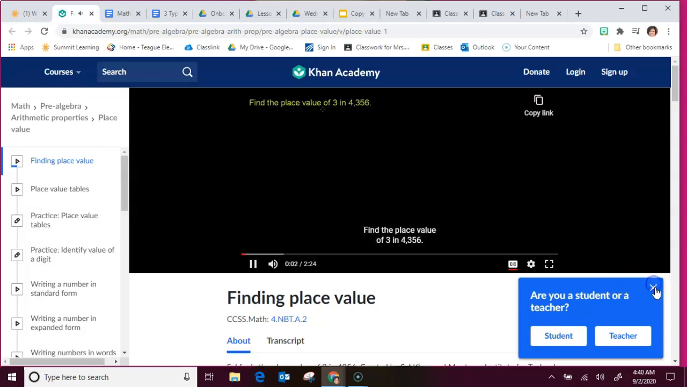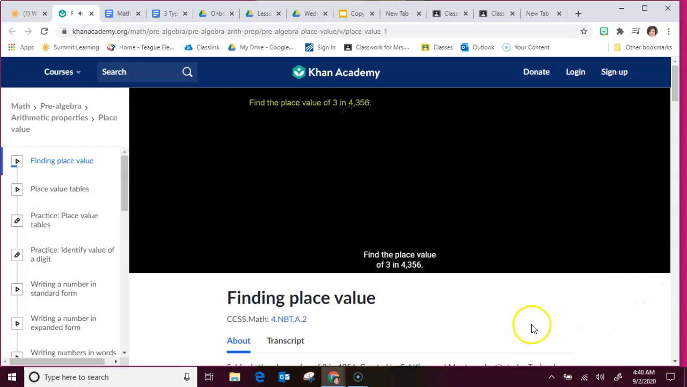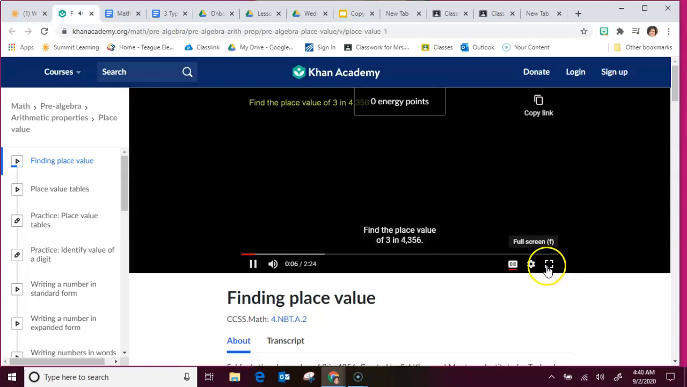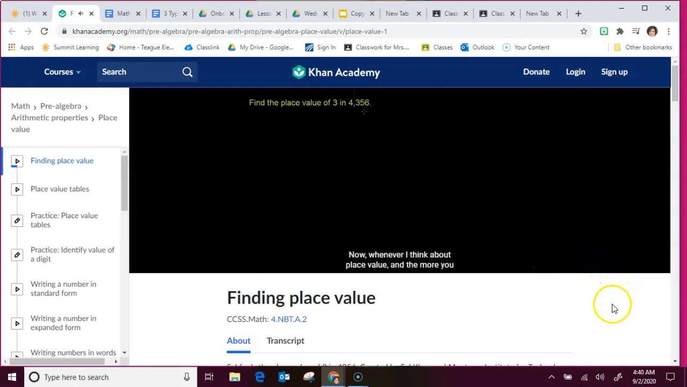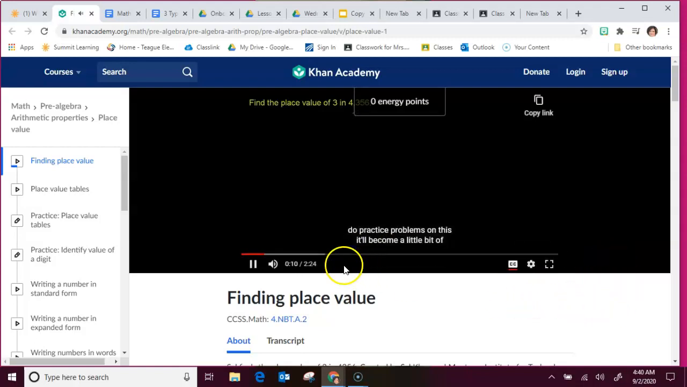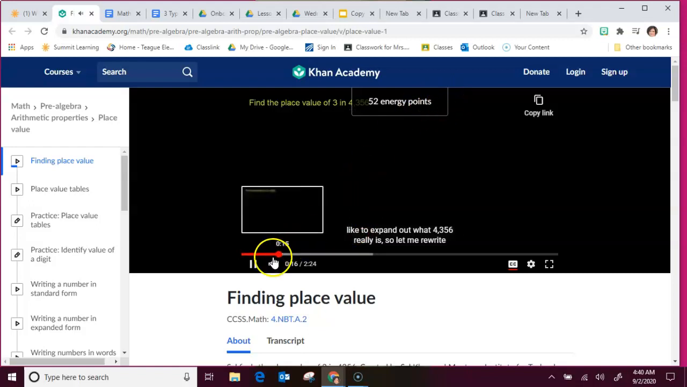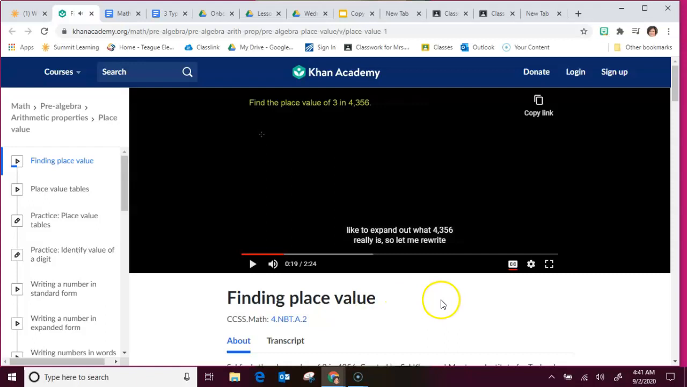Find the place value of 3 in 4,356. Now, whenever I think about place value, and the more you do practice problems on this, it'll become a little bit of second nature. But whenever I see a problem like this, I like to expand out what 4,356 really is. Okay, so I would stop the video because I have my problem right here.